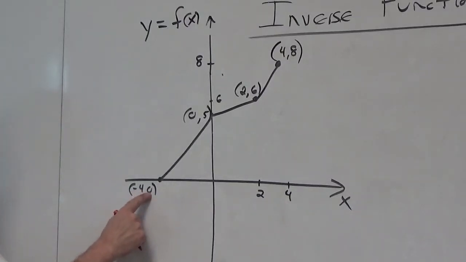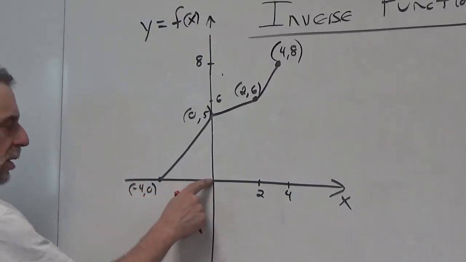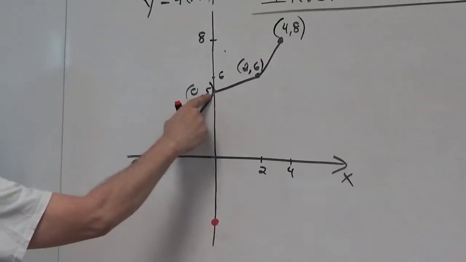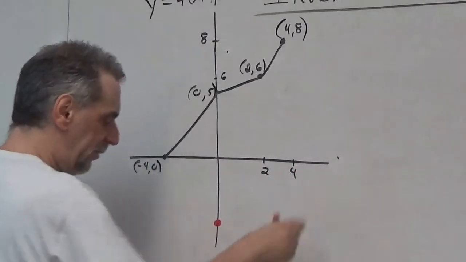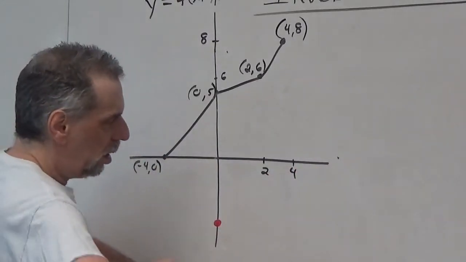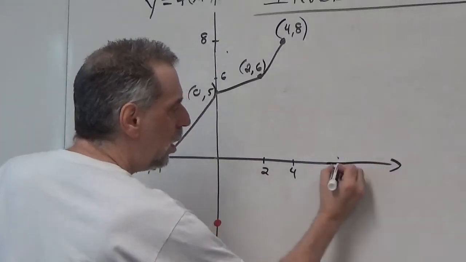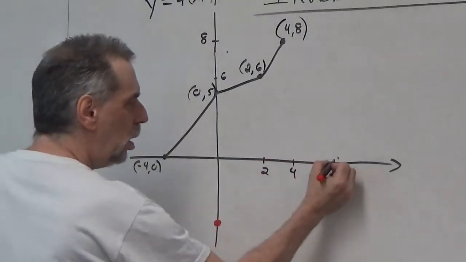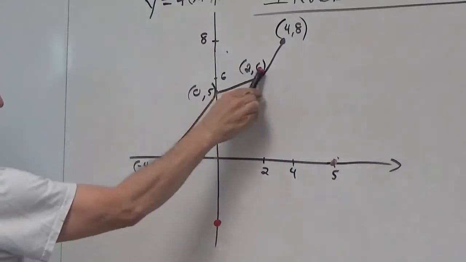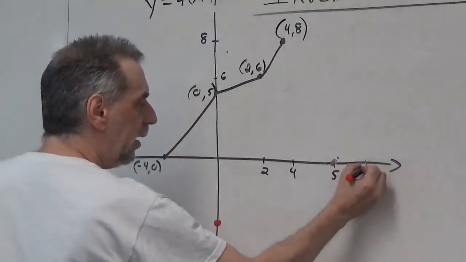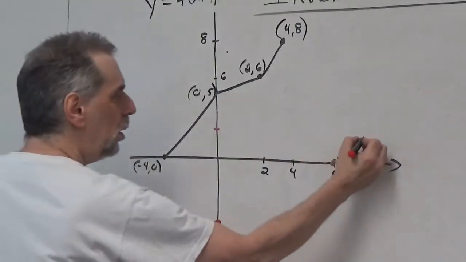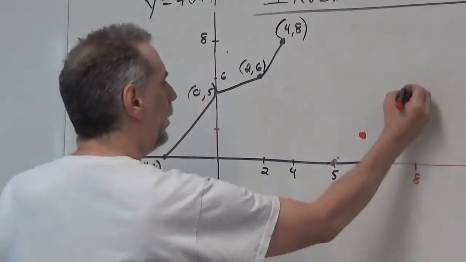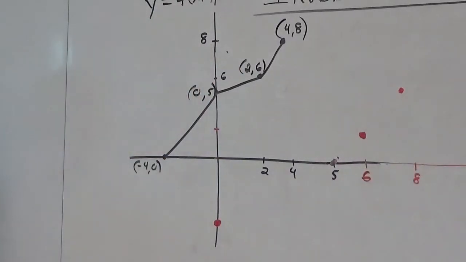instead of -4, 0 being on the graph, 0, -4 is on the graph. Instead of 0, 5 being on the graph, 5, 0 is on the graph. Instead of 2, 6 being on the graph, 6, 2 is on the graph. And instead of 4, 8 being on the graph, 8, 4 is on the graph.